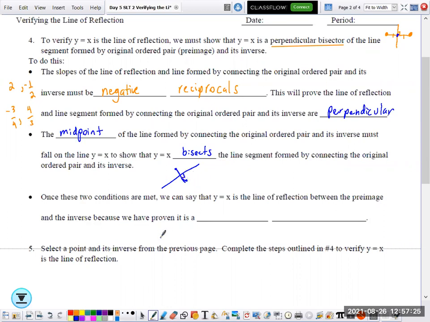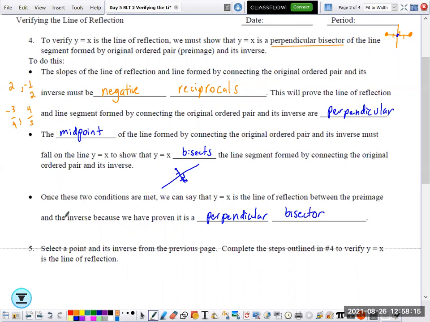First, I need to show that the slopes are negative reciprocals. That will prove it's perpendicular. Then I'm going to show that the midpoint of the line is on y equals x. If something's the midpoint, that means these two are equal. Once I have shown those two conditions, that the lines are perpendicular and that the line y equals x bisects the line segment, I can then say I have proven that this is indeed a perpendicular bisector.